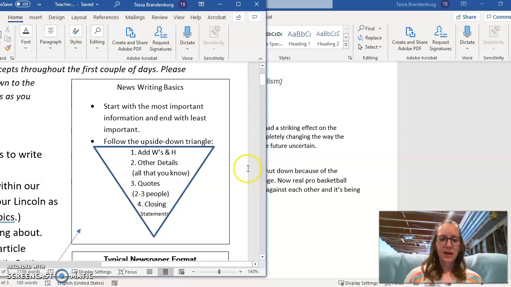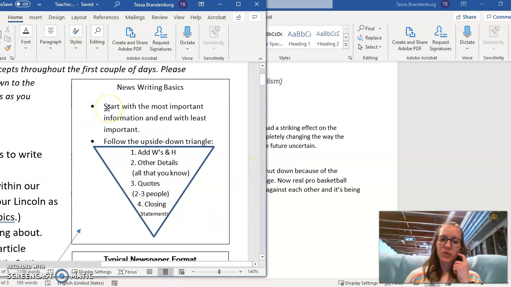So before we do that, I just wanted to share with you, when you write a news article, you always want to add the W's and the H. The H is for how. At the very beginning of your article. After that, then you'll add the other details. So like things like how it affects you, or the different information you found from your research. So you'll add everything else after that. Then you'll also add quotes, and you'll add closing statements.